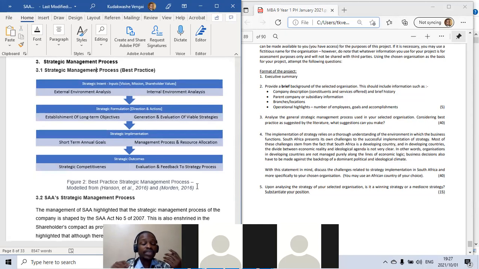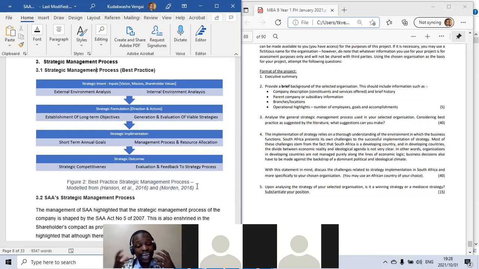The first part is your analysis, your strategic intent, the inputs to the strategic management process. We are saying that you first look at setting up your vision, mission, and your objectives as an organization. Then once you have set those up, you assess your environment, whether it is your internal environment or your external environment, to see that given the environment, are we able to achieve our mission? Are we able to achieve our vision as an organization?